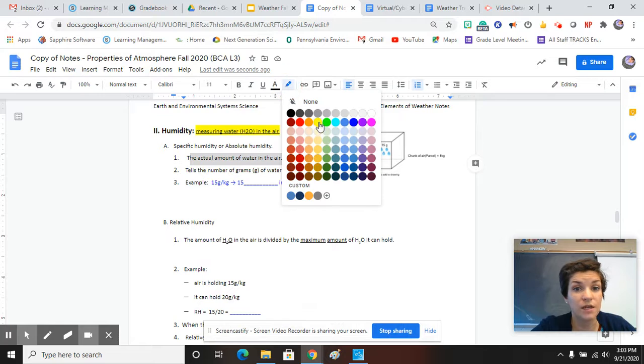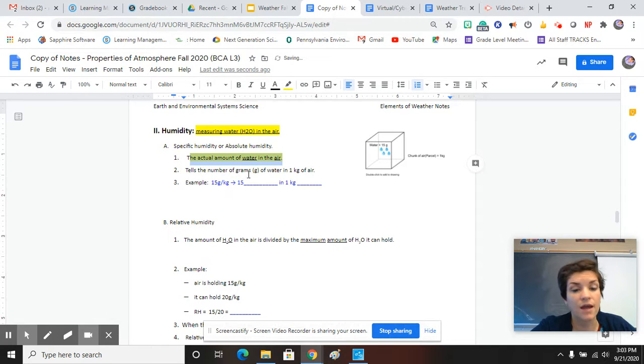Absolute humidity is kind of like if you could weigh the air and weigh how much water was in the air. That would be what absolute humidity is. So it tells the number of grams of water in 1 kilogram of air. So for example, 15 grams per kilogram would be 15 grams of water in 1 kilogram of air.